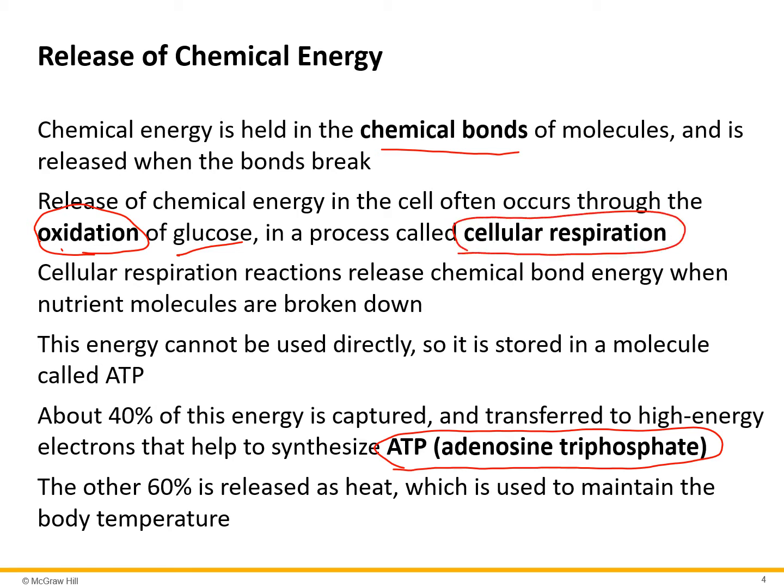respiration. Now, in cellular respiration, we release the chemical bond energy when the molecules are being broken down, and it is stored in this ATP, which is our molecule of energy. Again, it says that less than half of the energy is captured and put into this. Over half of it is released as heat, which is why our body temperature is where it is. 98.6 is generally higher than most people's room temperature.